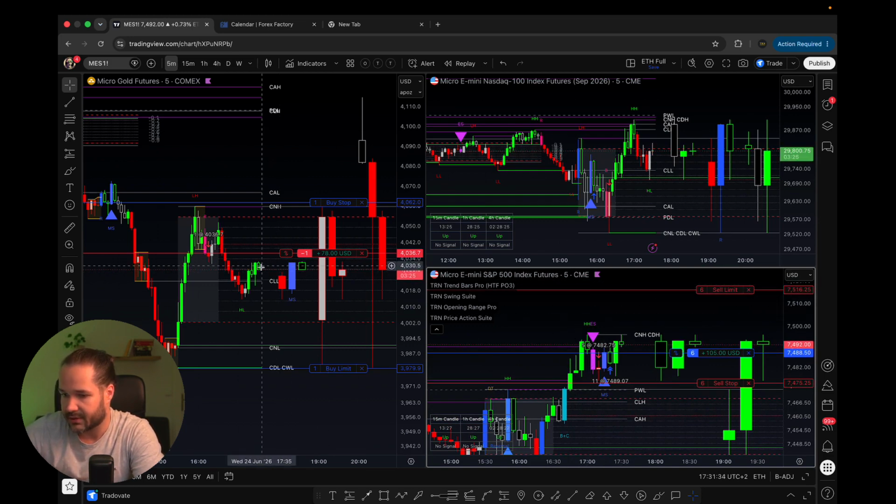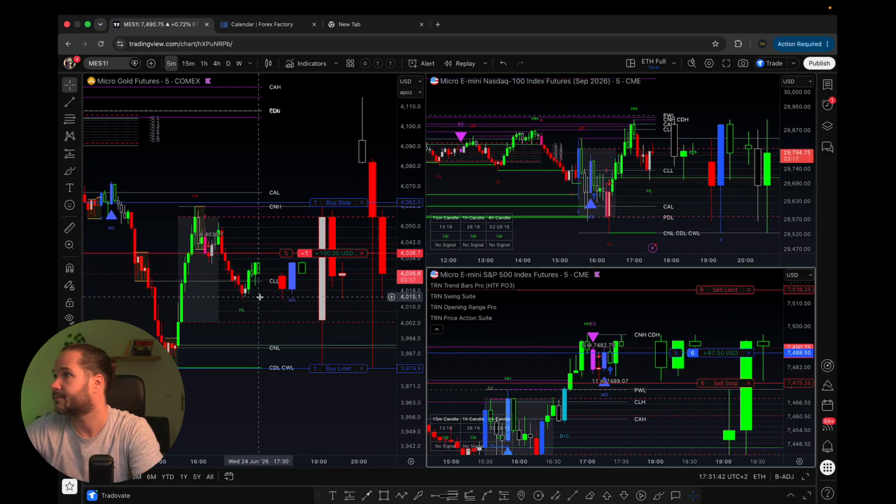Gold moving down a bit again. Would like to see the first red trend bar here. Then I would be more comfortable that we're diving lower again.